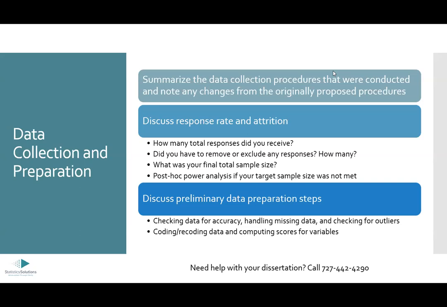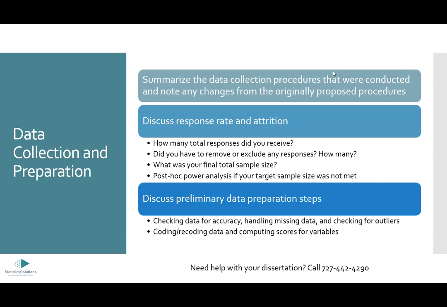An important feature in this section is to discuss the response rate and attrition of your study. So you'll want to explain how many total responses you received, and any exclusions of the data that you may have had to do. For example, if you received 300 responses, but 50 of those responses were from individuals who didn't meet the inclusion criteria for your study, you wouldn't want to move those 50 responses forward to analysis because they aren't going to be appropriate to answer your research question, and they should not be included.